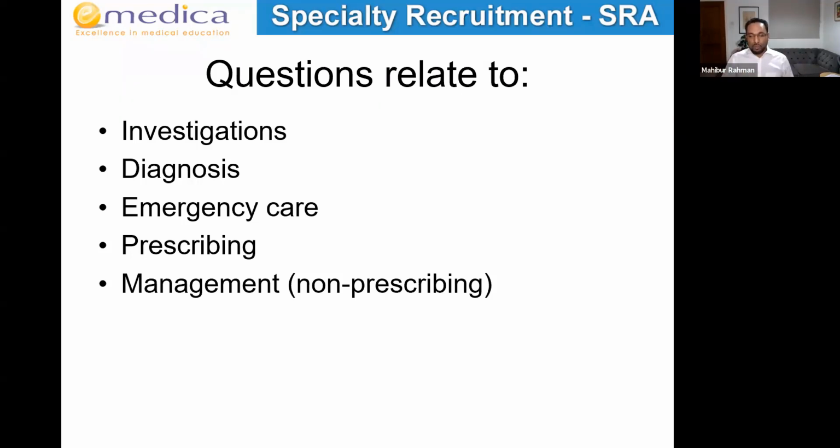Prescribing. There'll be some questions specifically, like we did the one about prescribing in palliative care, about what you'd prescribe in different situations for different patients. And then management, not to do with prescribing. For example, knowing who to admit to medics, who to admit to surgeons, who to send back to the GP. In a GP-based question, who to admit within 2 weeks, things like that.